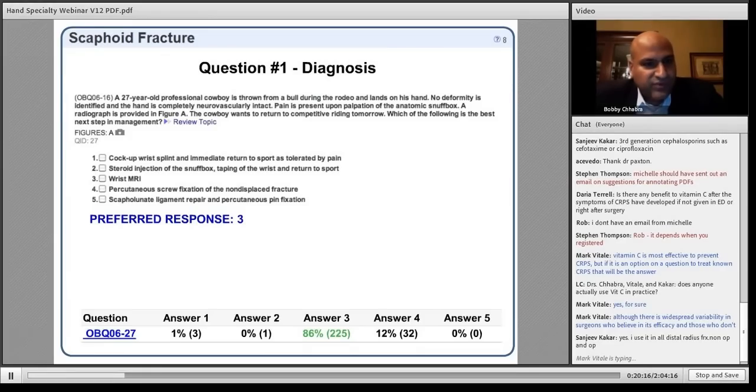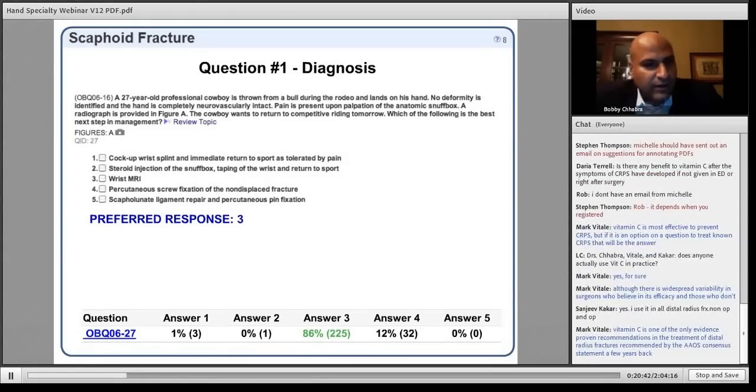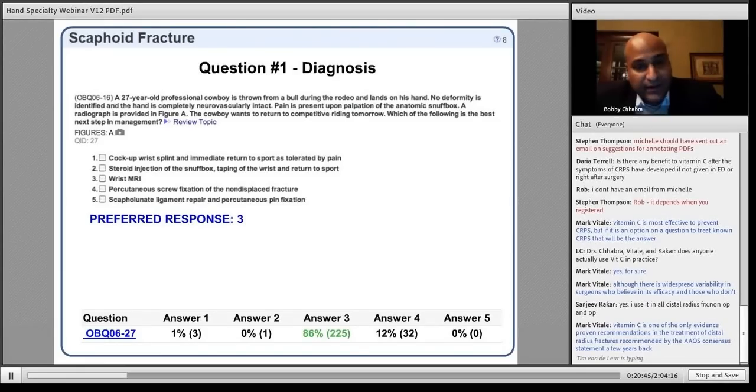So which of the following is the best next step in management? He's a professional athlete, although I question professional rodeo, but I'm sure I'll get some criticism for saying that, particularly maybe from Steve in Canada. But the best exam to quickly give you your diagnosis is wrist MRI, and that's response 3. 86% of you got that right. 12% of you answered percutaneous screw fixation. That is a very reasonable treatment option, but you should first confirm the diagnosis, and on the initial X-ray, the fracture was not evident.